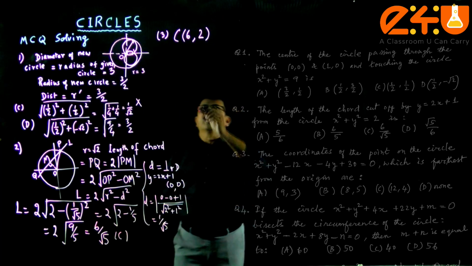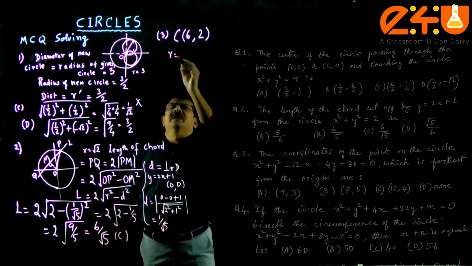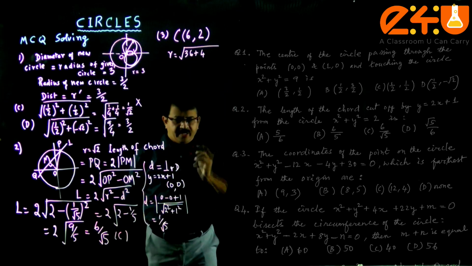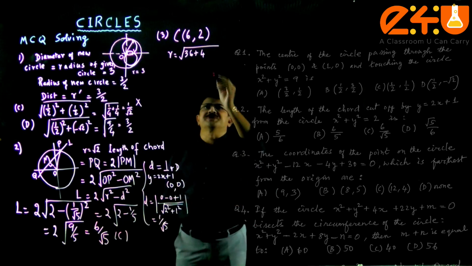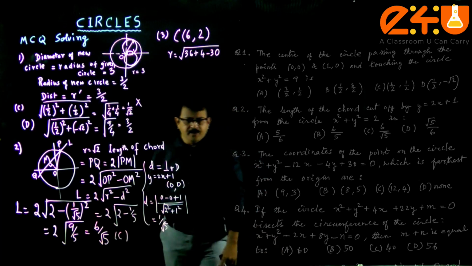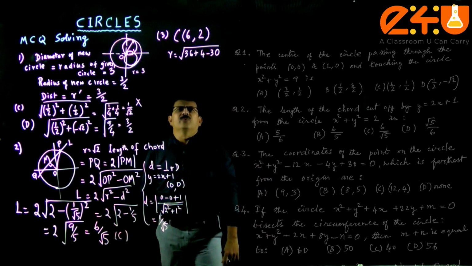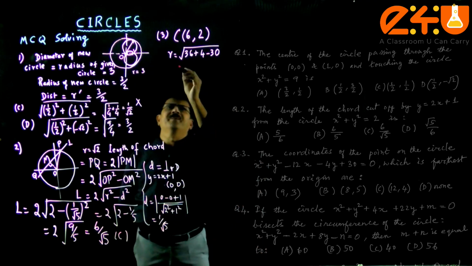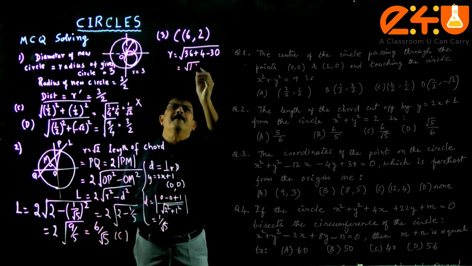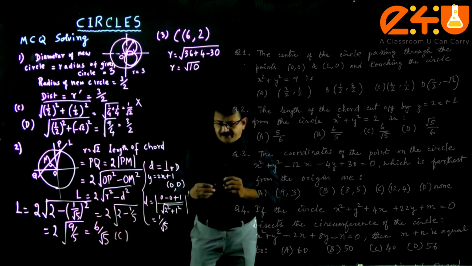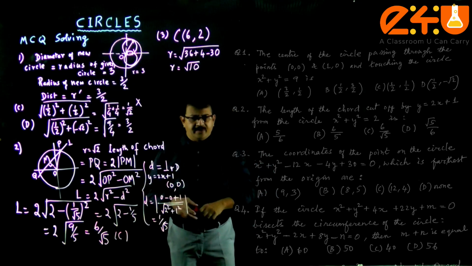And then what about the radius? Square root of the x coordinate squared plus the y coordinate squared, and subtract the constant. So that makes 40 minus 30 inside the root. Fine. So that is the radius.